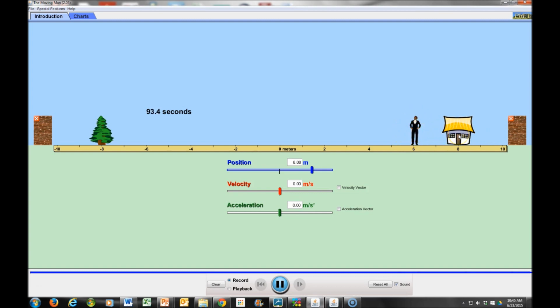My displacement would be 2 meters west, or negative 2 meters, or 2 meters to the left of where I started. My position, however, is always based on the origin. And so my position would be 6 meters east, or plus 6 meters, or 6 meters to the right of the origin.